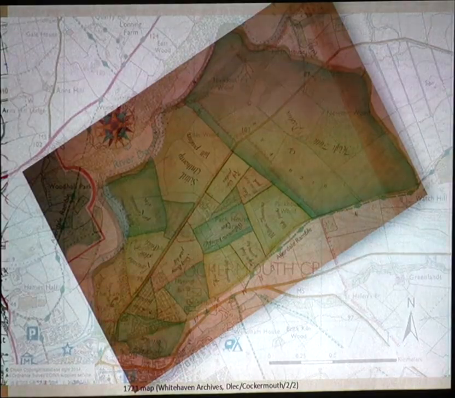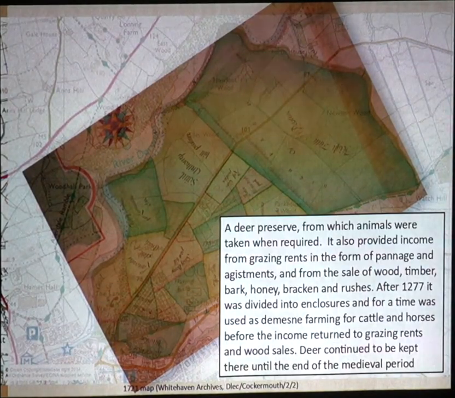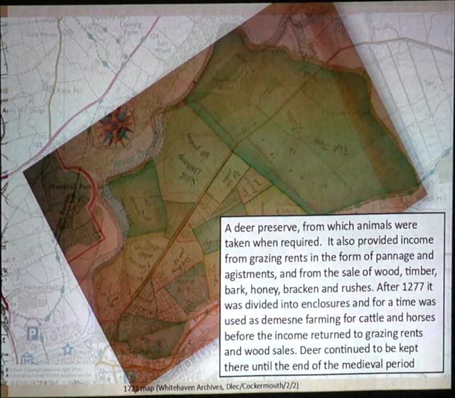Next one, please. But it was divided into fields because they could make more money, not just from hunting, but by selling the rights to various produce from the fields. So they rented it out for grazing. They took wood and timber.